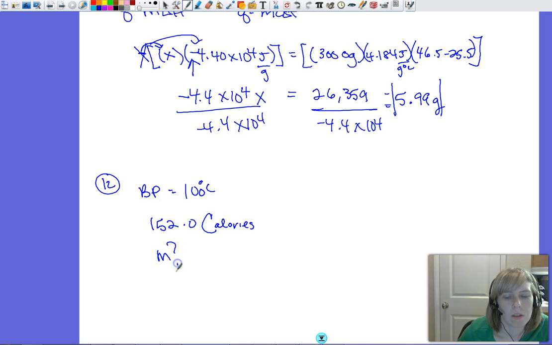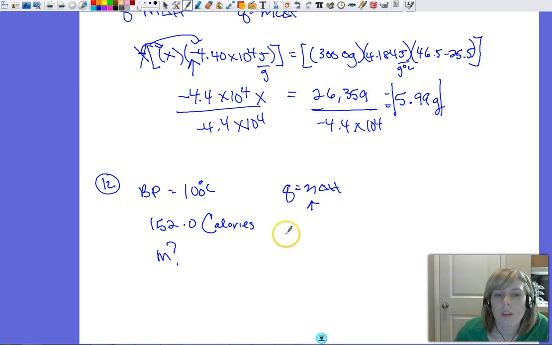Well, the equation we can use, because it's only boiling, like it's vaporizing it away, we're going through a phase change, we're not heating it afterwards or anything. So we're going to use our Q equals N delta H, since we have delta H for vaporization on our sheet. We're going to solve for moles first, because we can get from moles to grams.